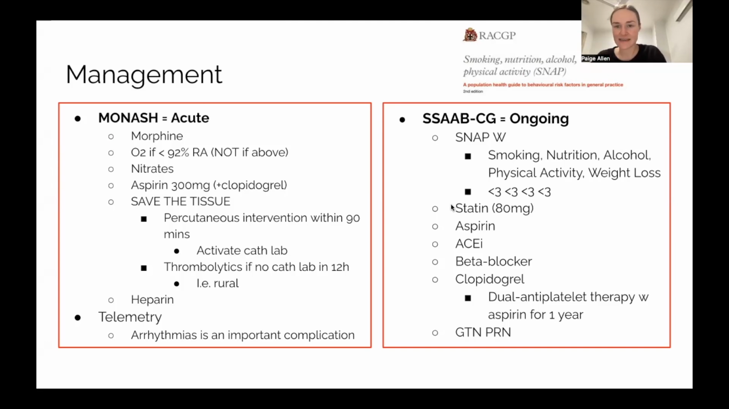Sorry, the second S in SAB is a statin. So you give very high dose statins initially, like 80 milligrams of rosuvastatin or atorvastatin, sorry. And then you'd use aspirin, ACE inhibitors, beta blockers, and clopidogrel, because you need dual antiplatelet therapy for 1 year after having an AMI, especially if you get stents put in. And then GTN as needed. So that's the classic discharge after an AMI, what they need to be on.